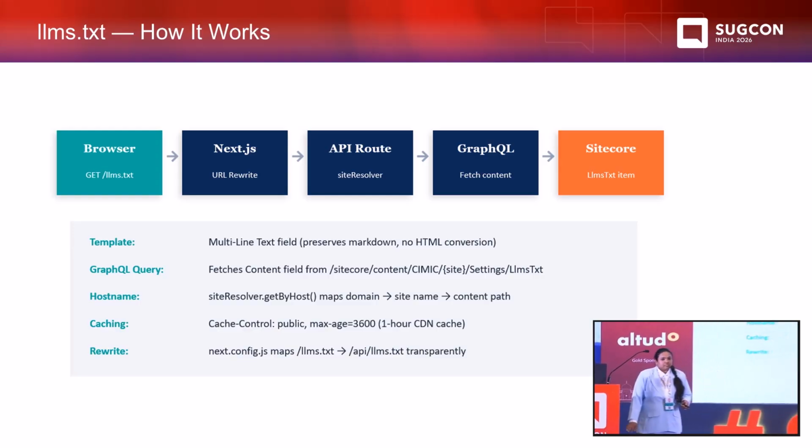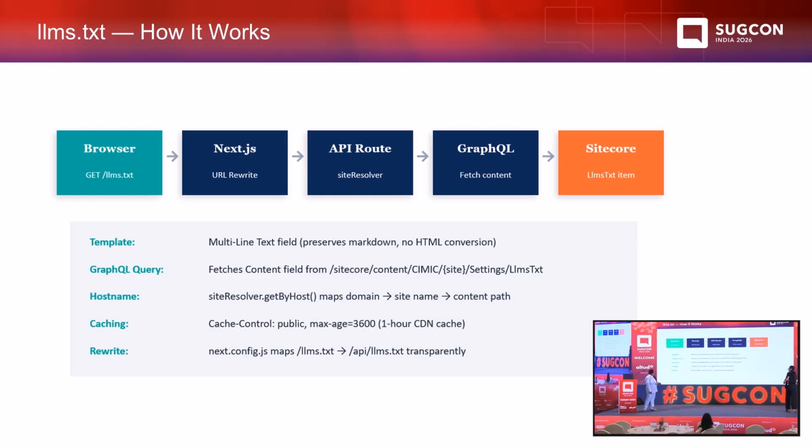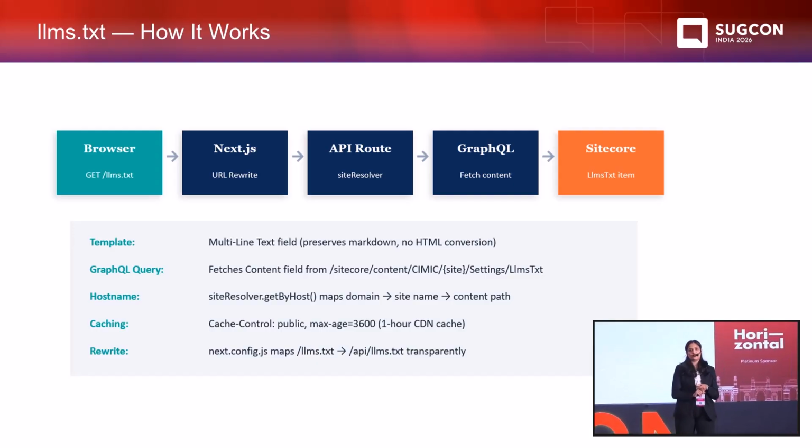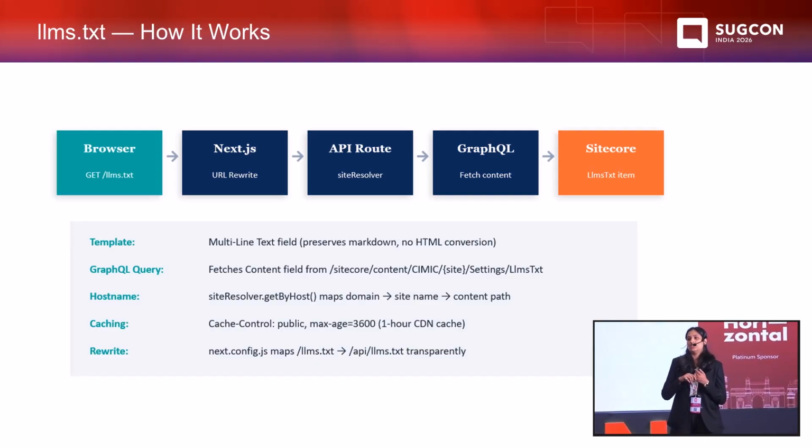So let me show you how this works. The stack is very simple: Browser, Next.js, API route, GraphQL, and Sitecore. Whenever a request hits /llms.txt, it calls a GraphQL query using the Next.js API route, and the GraphQL query calls Sitecore and gets the schema-related content. On the API route at the middle layer, it formats the LLM context, like the title, description, and URLs for all the sections, and converts it into plain text with proper valid headers.